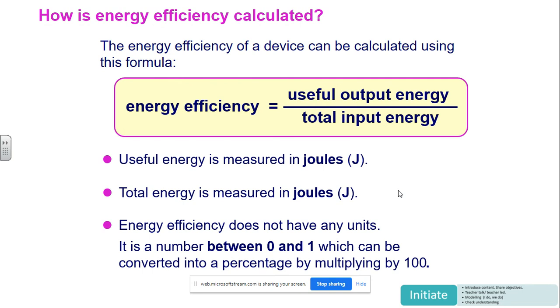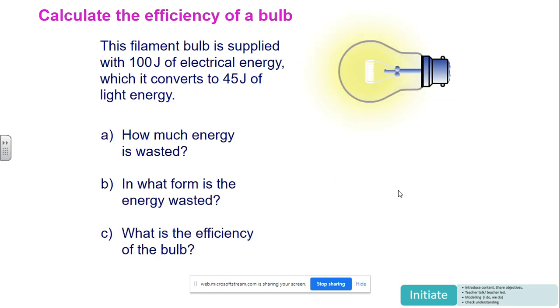Fairly simple formula. On the top, we have the useful output energy. That's what we want to get out. And we divide that by the total that we put in. Now that number that we calculate using this energy efficiency formula is always going to be less than 1, because the useful output is always going to be smaller than the total energy we put in. Take a pause, make a note of that, and I'm going to move on.